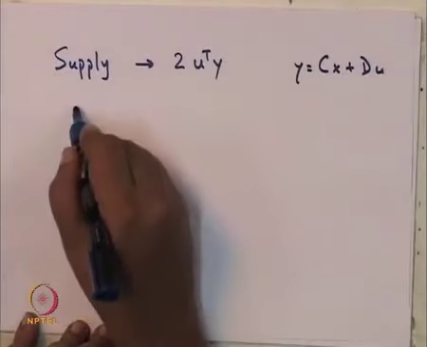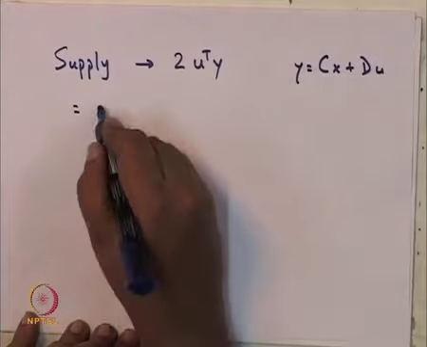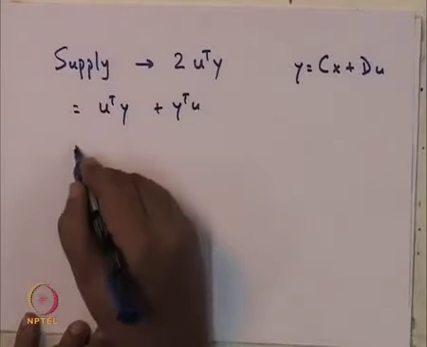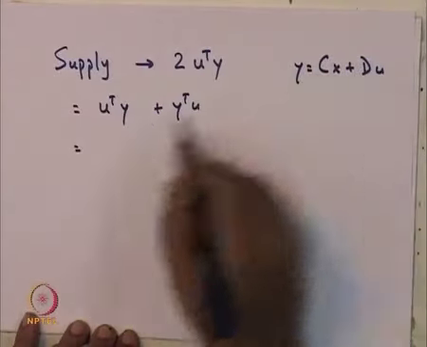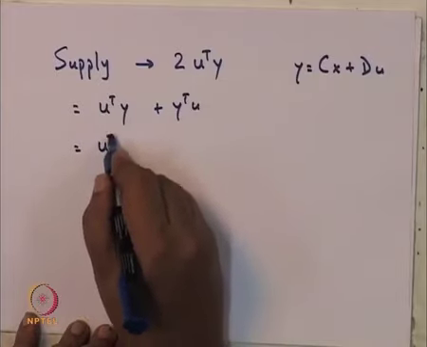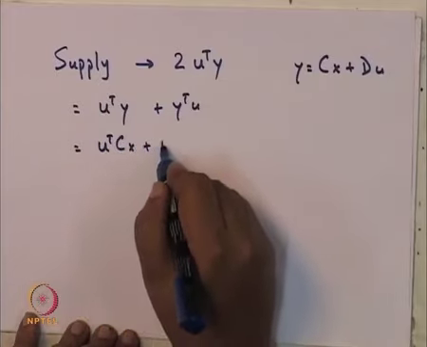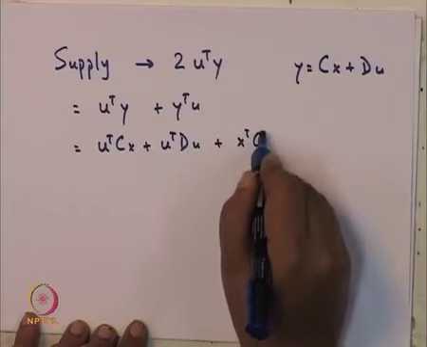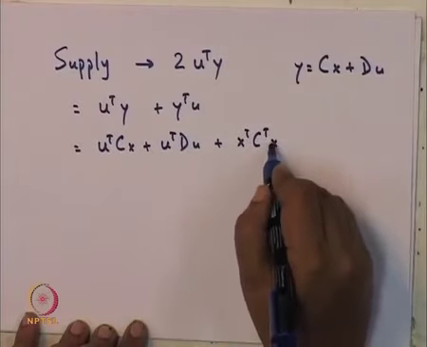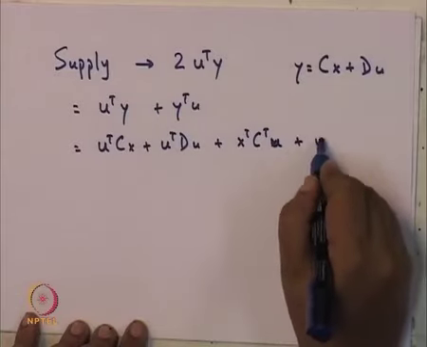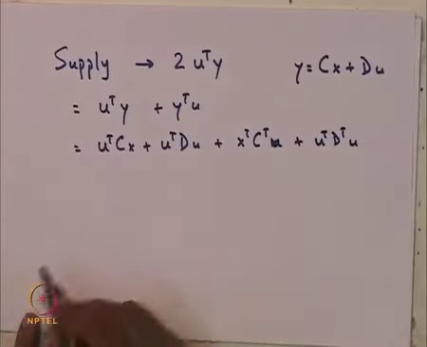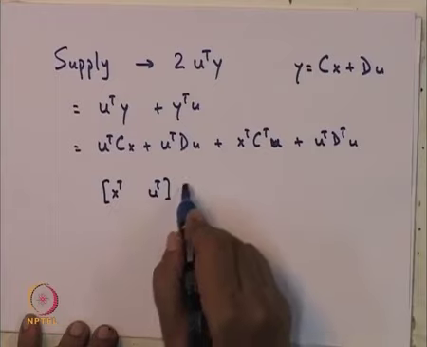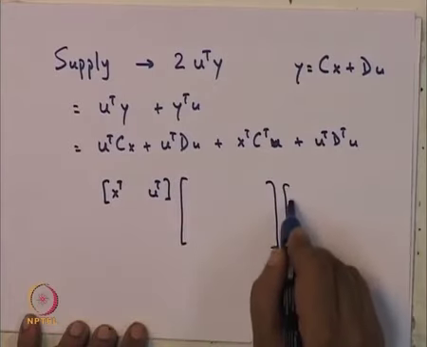So the supply, which is u transpose y, I write it in a symmetric form. So I'll write it as u transpose y plus y transpose u. And so I plug in this Cx plus du in here, and I would end up getting u transpose Cx plus u transpose du plus x transpose C transpose u plus u transpose d transpose u, which again, just like earlier, I would write down as x transpose u transpose times some matrix times x u.